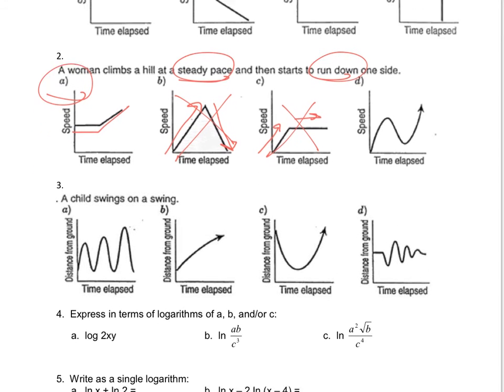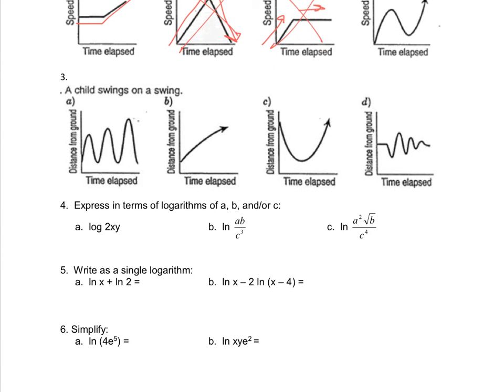And now for 3, a child swings on a swing. And notice now, instead of speed, we're looking at distance from the ground. So if you think of a swing, C is like what it looks like if you get on the swing, you go up and back and up and back. So the distance from the ground is changing. You're close here and then you're far away. Then you're close, then you're far away. So that would be A. We're close and then far away, close and then far away.